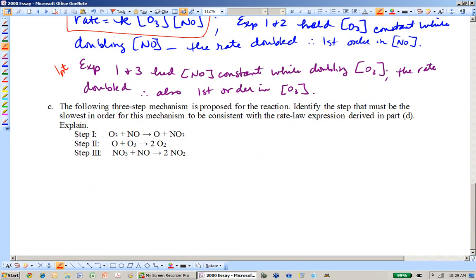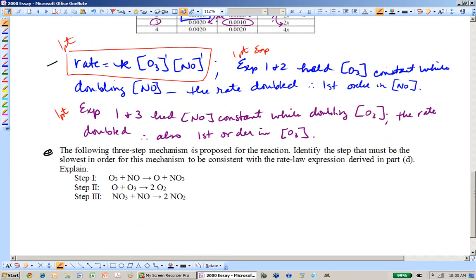Part of that chapter is also about mechanisms. So now that we have just come up with an experimentally determined rate law, that's what that thing in that red box is. It's an experimentally determined rate law. We need to have a mechanism that supports it, matches it, etc. Again, that's another whole lesson, another whole chapter. The following 3-step mechanism is proposed for the reaction. Identify the step that must be the slowest in order for this mechanism to be consistent with the rate law expression derived in Part D and explain.